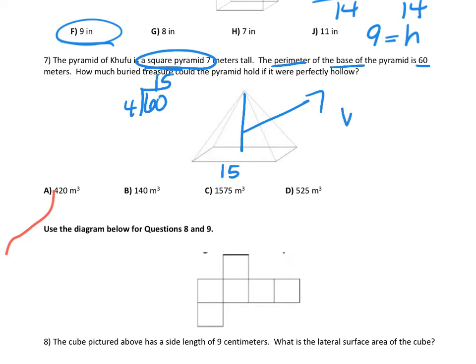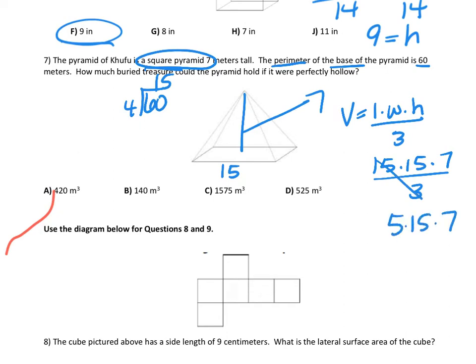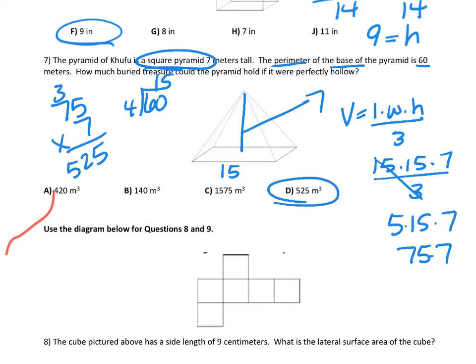So now you would solve the volume. Volume equals length times width times height divided by 3. So 15 times 15 times 7 divided by 3. 5 times 15 times 7. 75 times 7. We got 525.